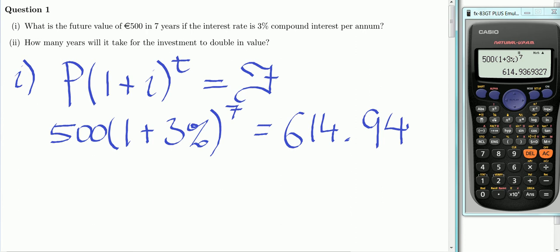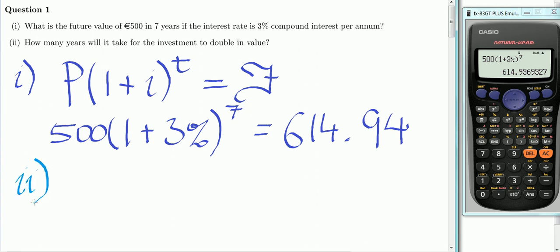Okay. The next part, how many years will it take for the investment to double in value? Now, in the previous question, remember, I was looking for the final value. What will the value be after the 7 years? Now, in this part, I know what it's going to be at the end. It's double the value. So if I started with 500, the final value will be 1,000. So what I'm looking for is the time.